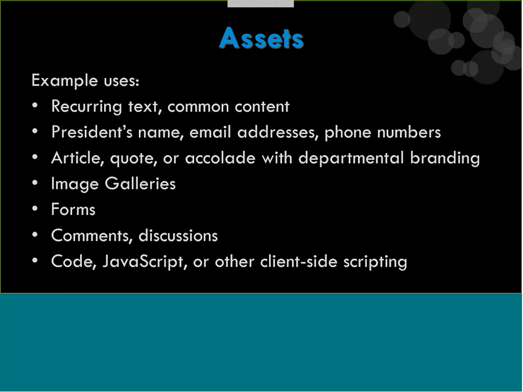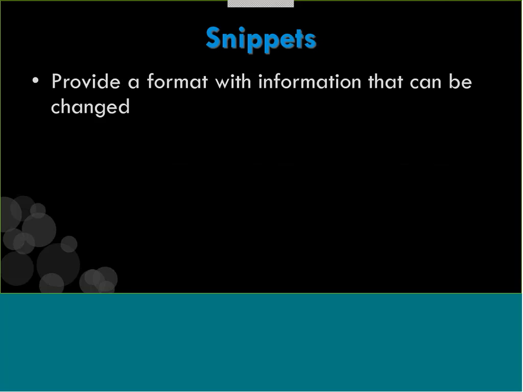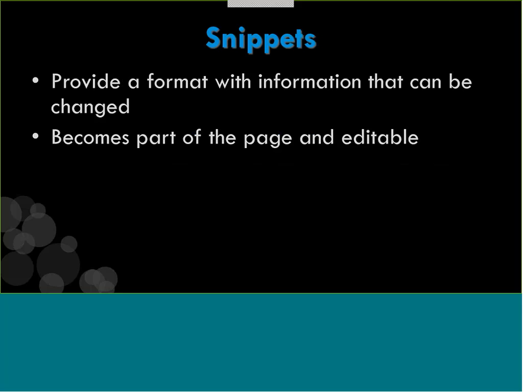Another type of reusable content is snippets, and they're a little bit different from assets. They just provide a format with information that can actually be changed on the page. When you insert a snippet onto a page, unlike an asset, where you can't edit the content and it's protected, a snippet becomes part of the page. It is part of the source code of the page when you insert it, and so it is then editable by the user.